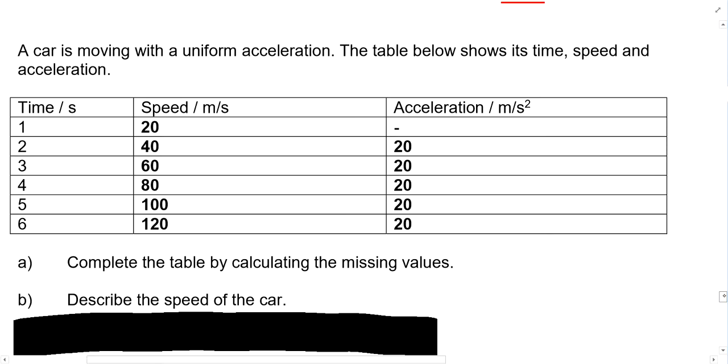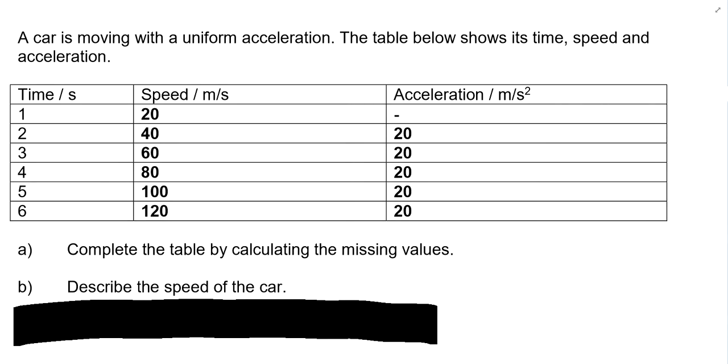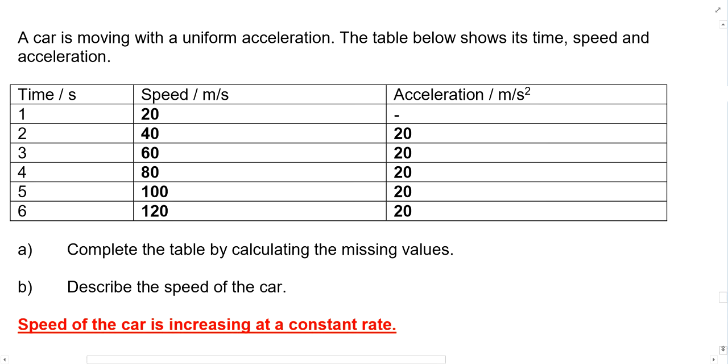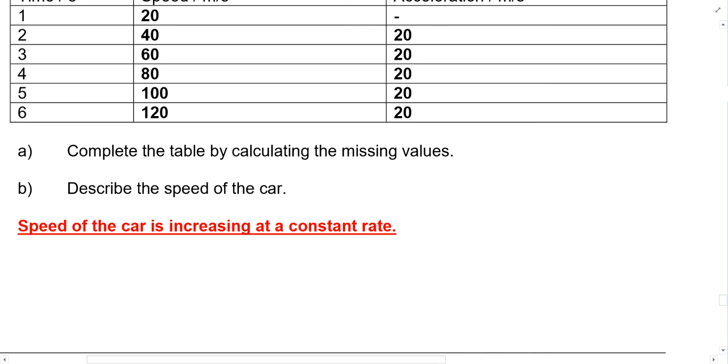Okay, car moving with uniform acceleration. Complete a table. Just check your answers. Yeah, it's all 20. Uniform acceleration. Describe the speed of the car. So, is the car moving at a constant speed? No, it is not. The speed is increasing. Now, if you stop over here, you get 0 marks.